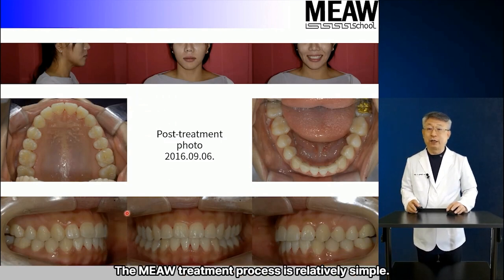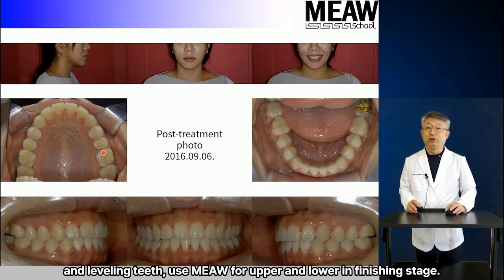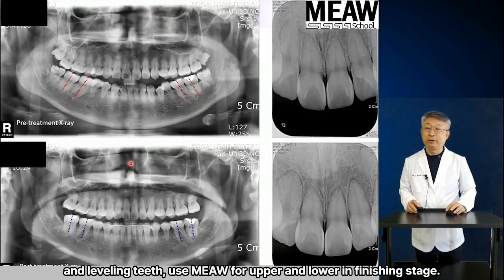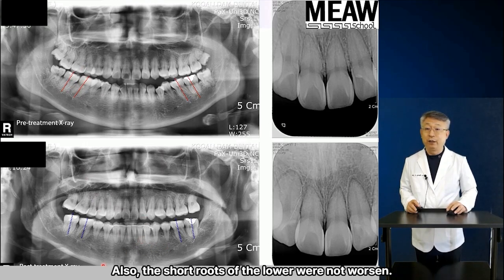The Meo treatment process is relatively simple. For strategic leveling, don't attach a bracket to the teeth in front of the terminal molar, use OCS on the tooth 6 area, and then attach a bracket to tooth 6. And after leveling the teeth, use Meo for upper and lower in the finishing stage. You can see the mesially inclined lower posterior teeth have been uprighted. Also, the short roots of the lower were not worsened.